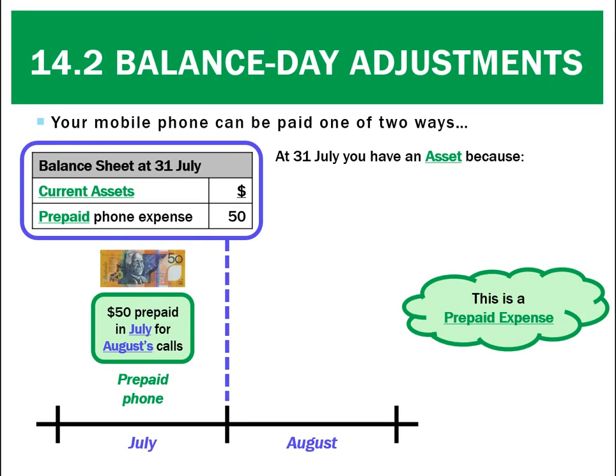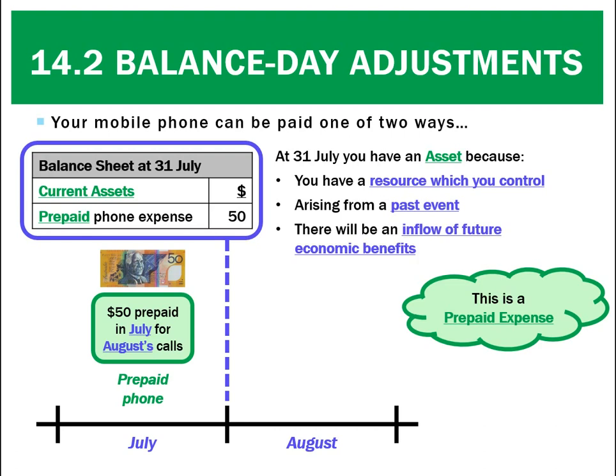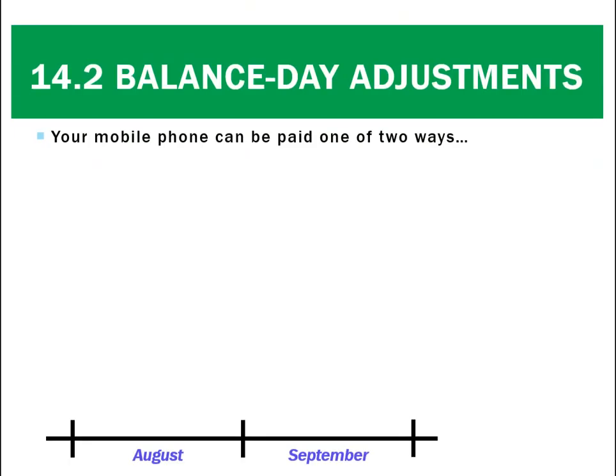In this case we've got an asset of $50, and the reason why is there's a resource which we control. We're allowed to use the phone to make calls. There was a past event, we prepaid our phone bill, and there'll be an inflow of future economic benefits in the form of that we can use the phone to make calls and download data.